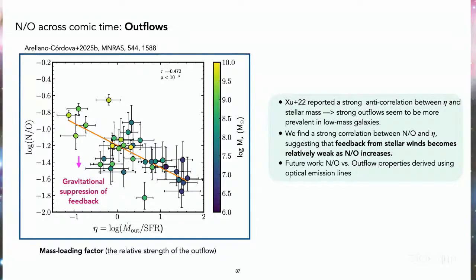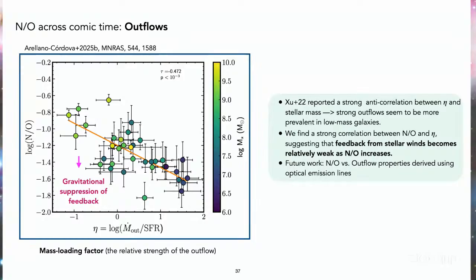Well, in that sense, there is a prediction from simulations relating higher eta, higher mass loading factor, towards lower mass galaxies. If your N/O has a secondary production for the most massive galaxies, then you will have N/O versus stellar mass, and you will find a relation as you showed. So these two relations are connected somehow, no? Yeah. So.